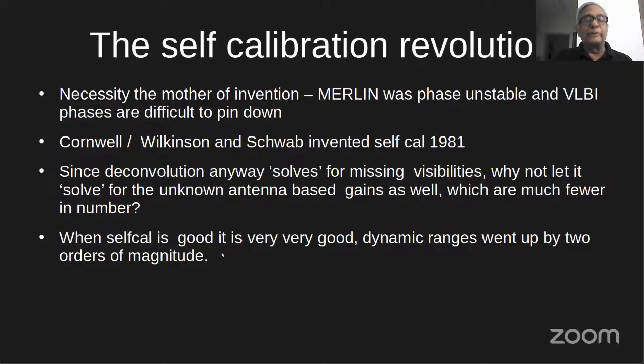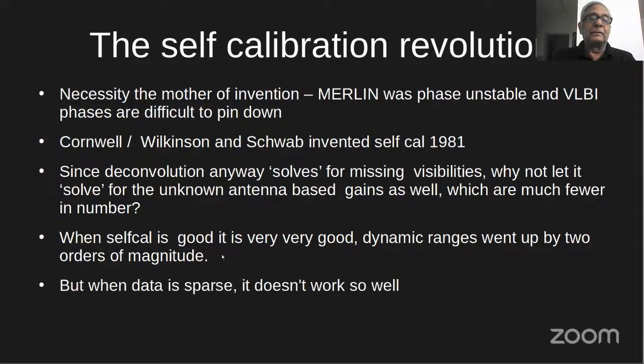In fact, the same Ron Ekers, who went to the VLA as its first director, has also speculated about Westerbork, why did we not invent self-cal, right? He said it's because our engineers were so good, right? That we felt we didn't need to tweak what they did. But it has its limitations. When data is sparse, it doesn't work that well. And of course, with telescopes like the VLA, the data is not that sparse, right? And even very long baseline interferometry, VLBA and so on, there's a large number of antennas.